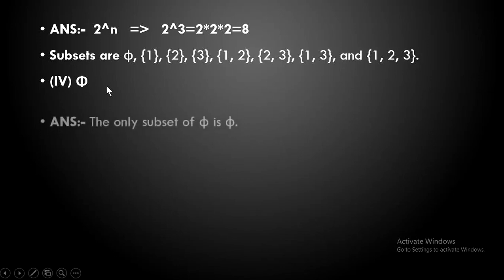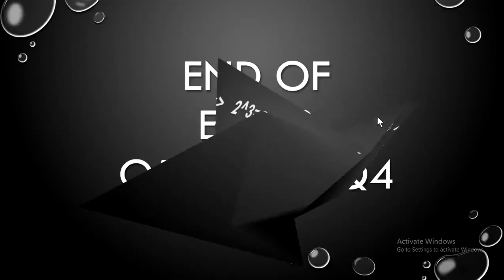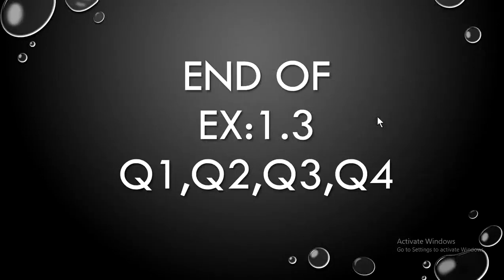Then we have 5. For 5, the only subset of 5 is 5 itself, that is an empty set. So with this, we come to the end of the first 4 bits of exercise 1.3.